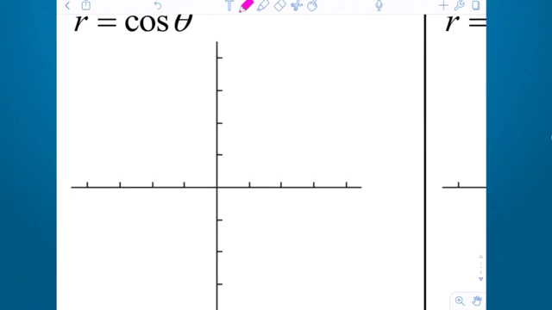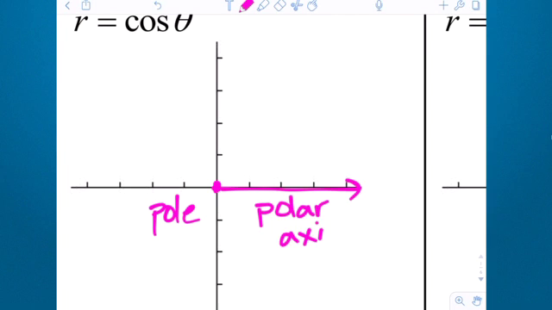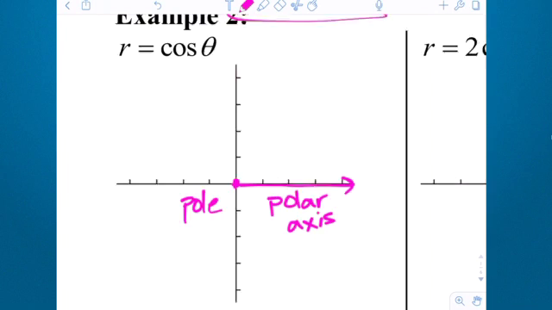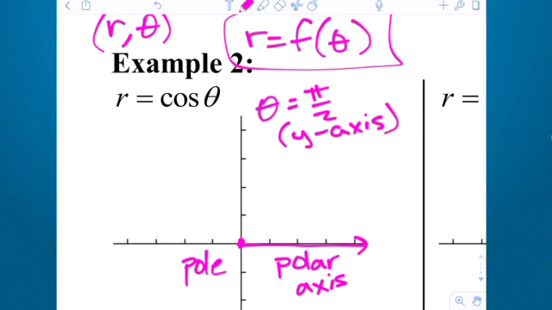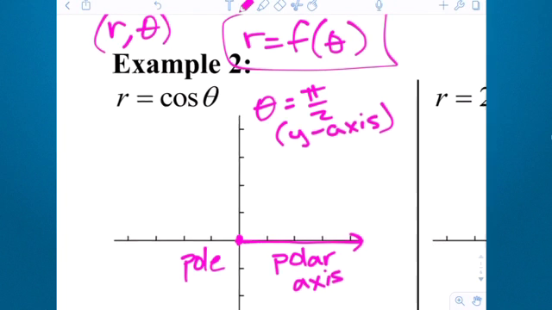All right? So we have the pole, which is the origin. The positive x-axis is called the polar axis. For what it's worth, it's the positive x-axis. And the y-axis is called the line theta equals pi halves. That's the y-axis. Why is it called theta equals pi halves? Because when you rotate on the unit circle, that gets you on the y-axis. So that's just a little bit of vocabulary.